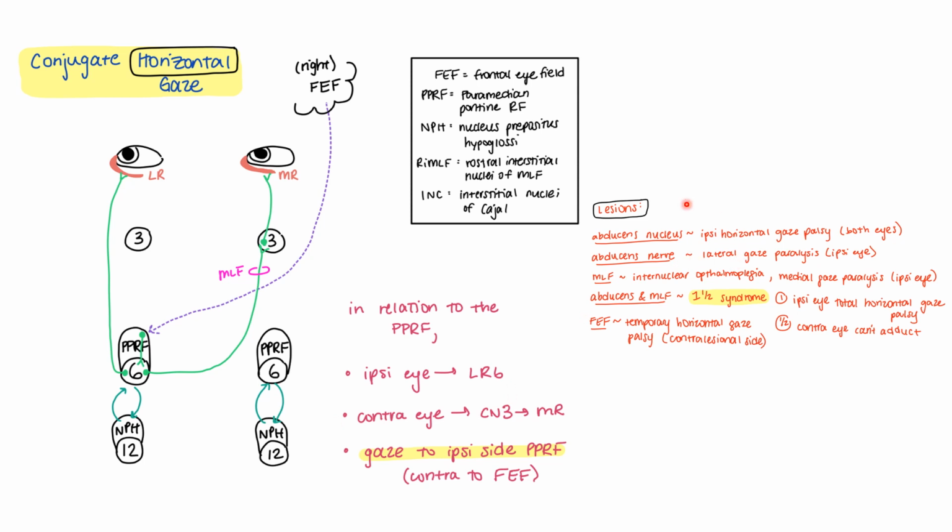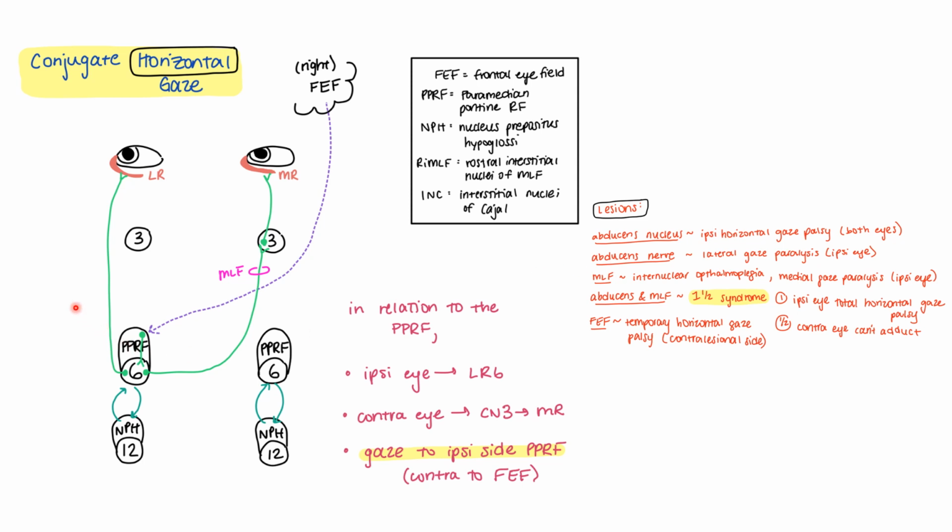Really quick to talk about lesions, so let's just go through these really quick. If you take out this nucleus, well, you've taken out the ability for this left eye to look left. You've taken out this ability for the right eye to look left. So you have horizontal gaze paralysis towards the side of the lesion. You cannot look this way now.